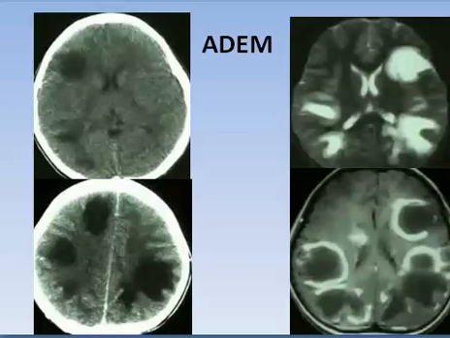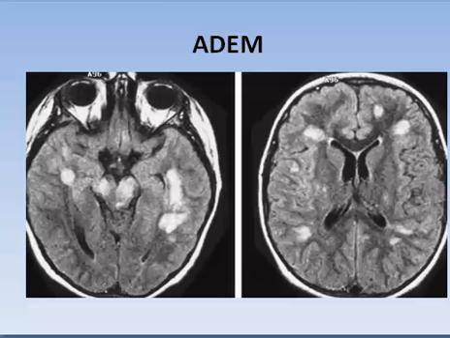Here is another case of ADEM with multiple infarct-like and hemorrhagic changes. Another ADEM with multiple T1 and T2 hemorrhages, T1 and FLAIR patches with hemorrhages.